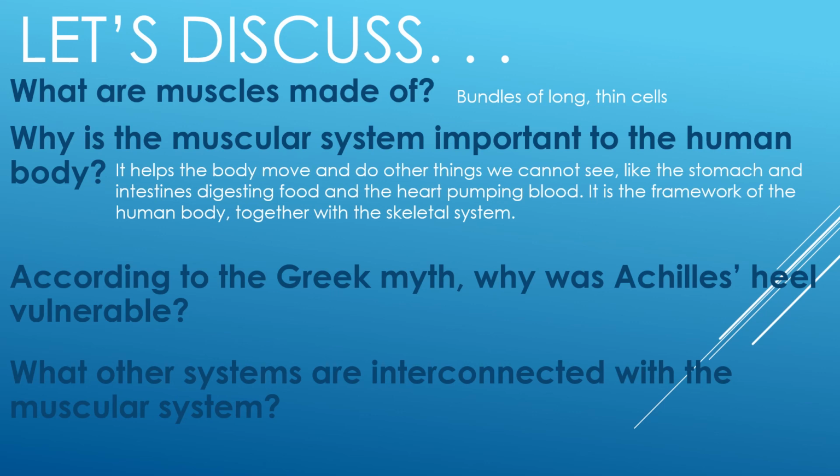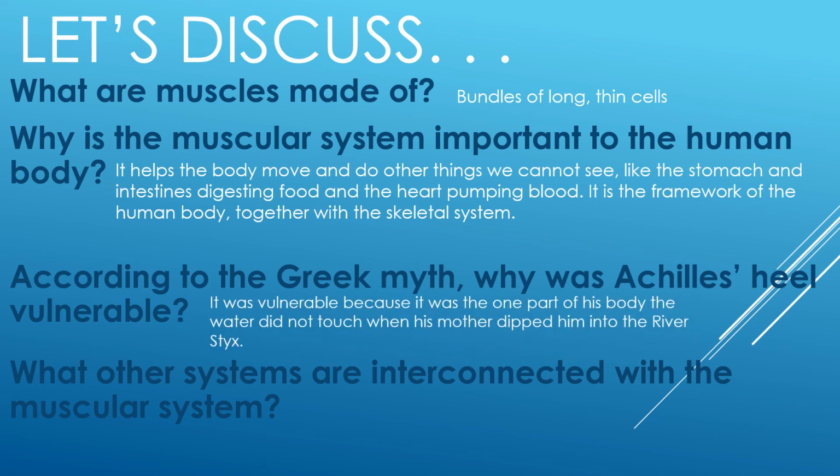According to the Greek myth, why was Achilles' heel vulnerable? It was vulnerable because it was the one part of his body the water did not touch when his mother dipped him into the river Styx. And then what other systems are interconnected with the muscular system? That's right, the skeletal system, the nervous system, and the digestive system.